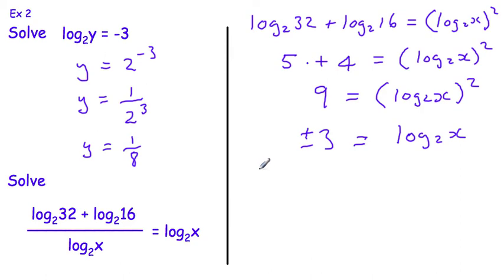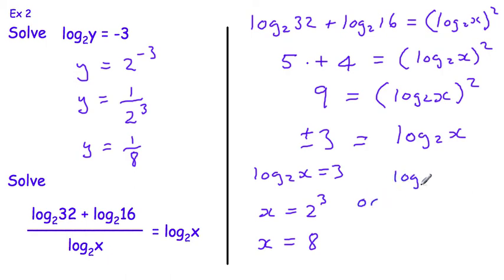So either log x is equal to 3, which means x is equal to 2 to the power 3, since the logs are to the base 2, which gives x equals 8, or log x equals minus 3. And we saw from part 1 that that would mean that x is equal to 1 over 8.